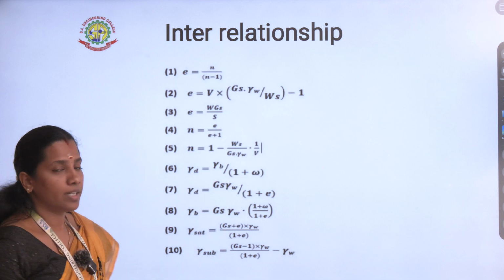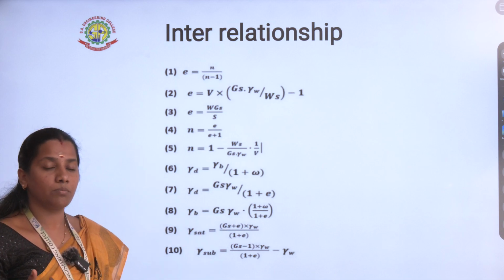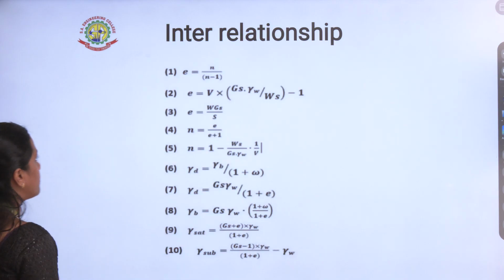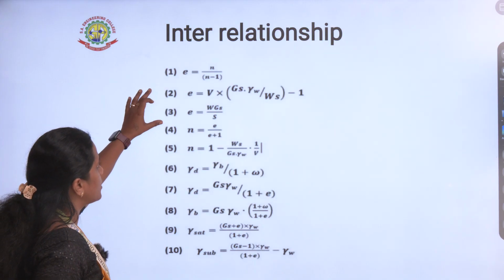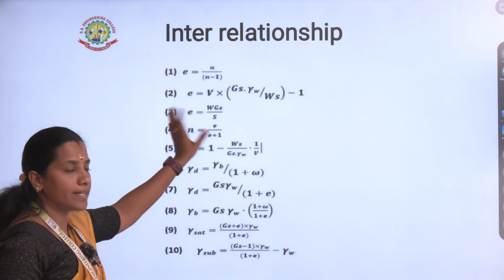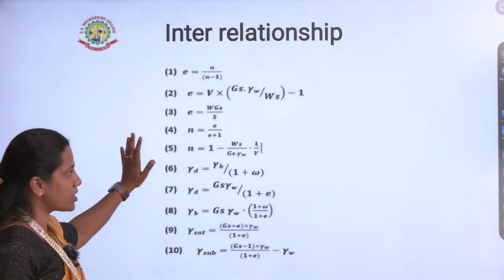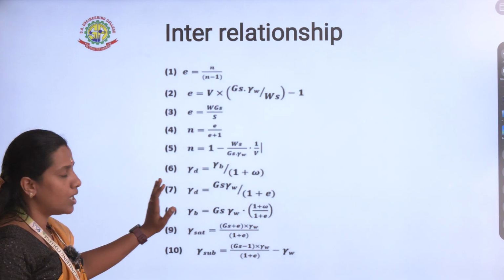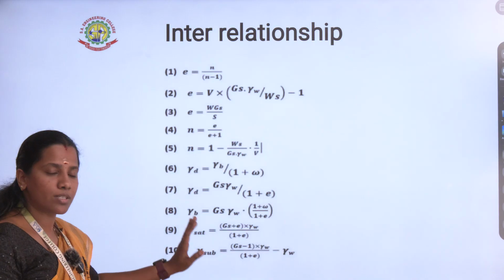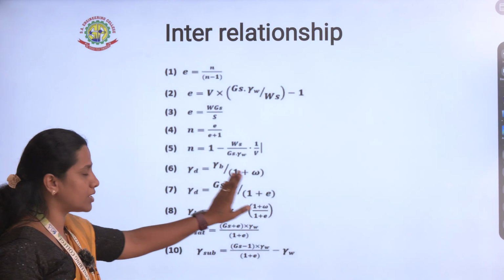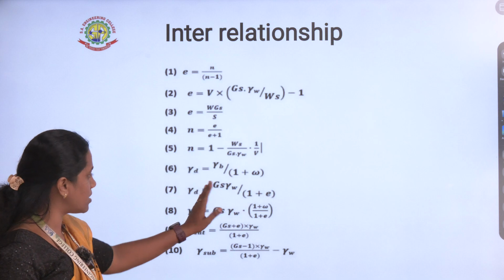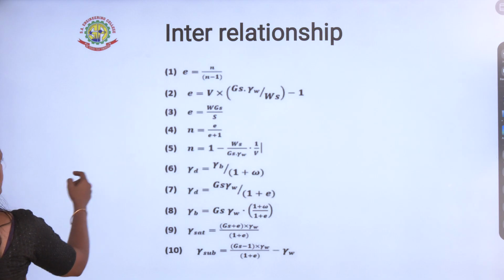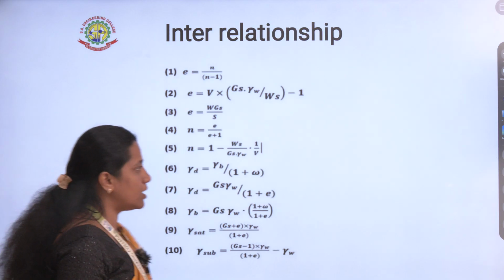And these are the interrelationships which we will be using for solving problems. First, we will have some formulas related to voids ratio and porosity along with the degree of saturation. Then we will have porosity with weight, and then unit weights, which is dry unit weight, bulk unit weight or saturated unit weight. These formulas can be converted into density also, which is dry density, wet density or saturated density, along with the bulk density.